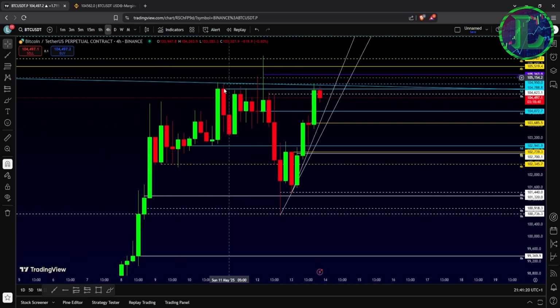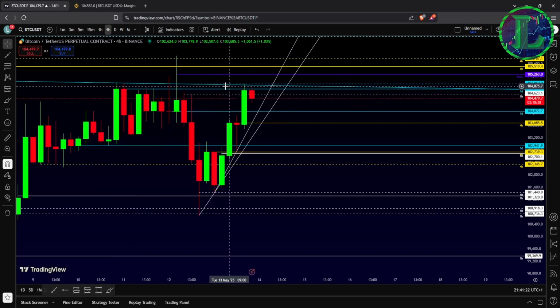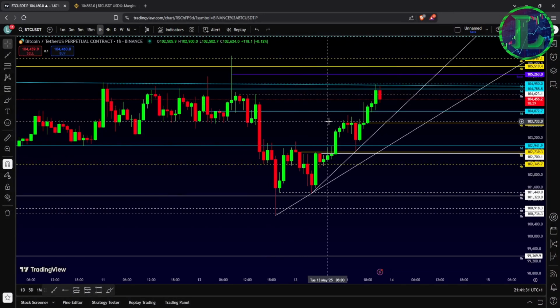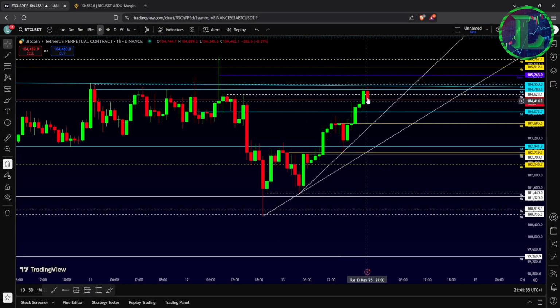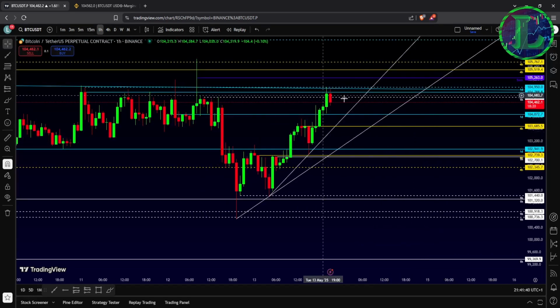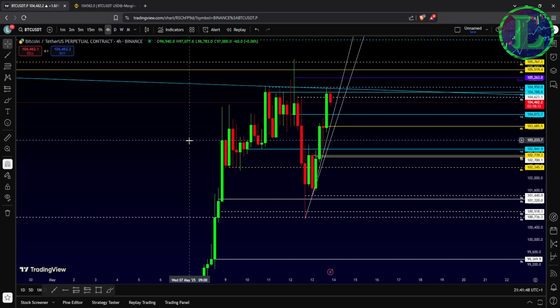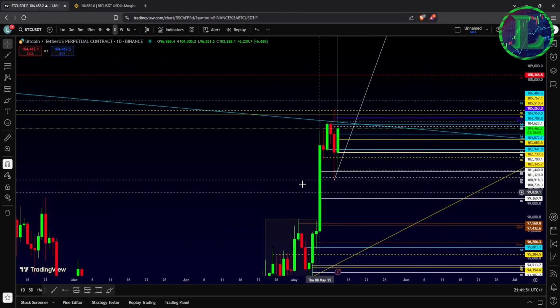The only problem here is that this is getting a lot of rejection, and when we get a lot of rejection on the top of the move, well, two things can happen. It's kind of 50-50, right? We break up or we break down. That's kind of simple. So I'd rather short the top than long the breakup. Okay, guys. So yeah, I think I said everything about Bitcoin, honestly.